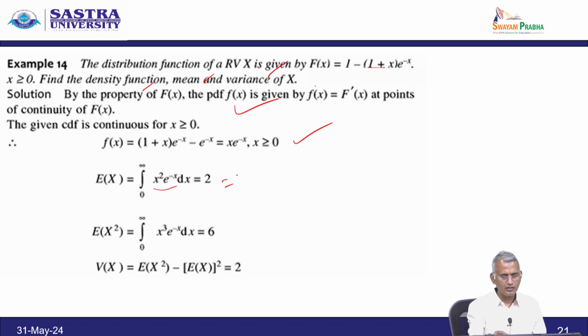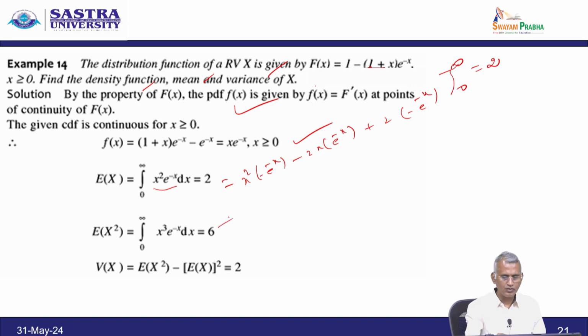So, as already explained, x square into e power minus x, minus 2x into e power minus x, plus 2 into minus e power minus x, then over the limit 0 to infinity. So, the net value is 2.